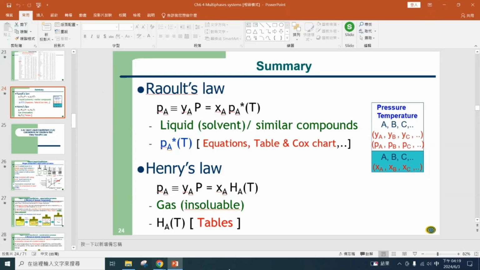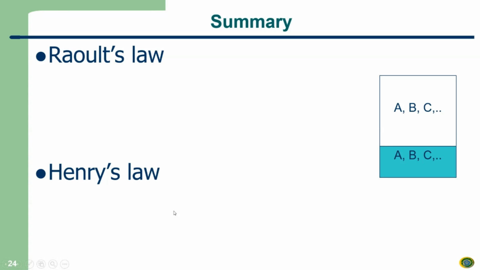So again, let's recall what we have learned last week. Last week was mainly Raoult's law and Henry's law. So basically we have a two-phase system, right? And then we have the condition of temperature.